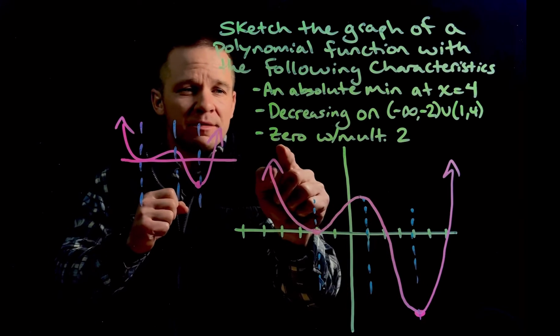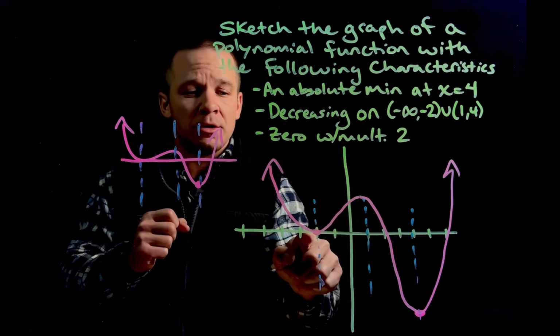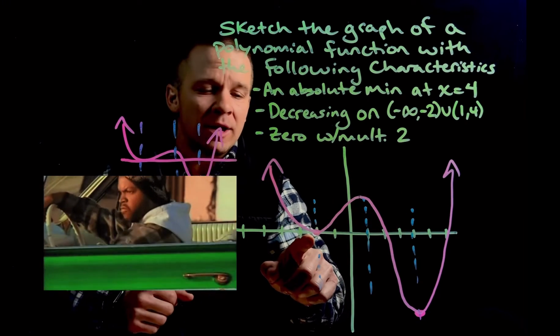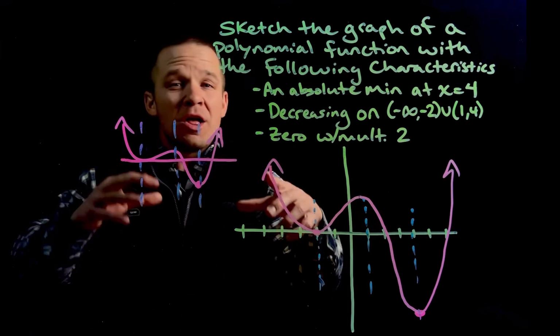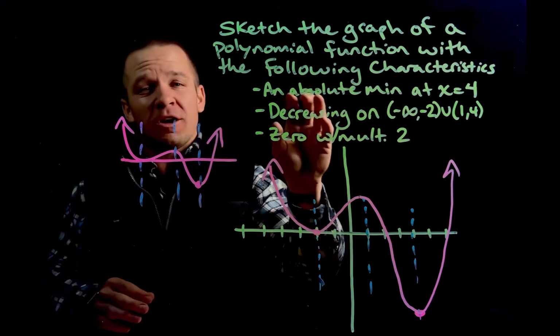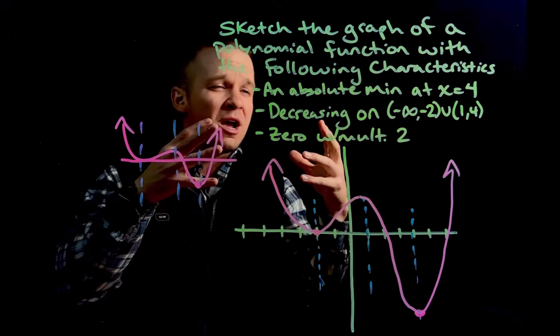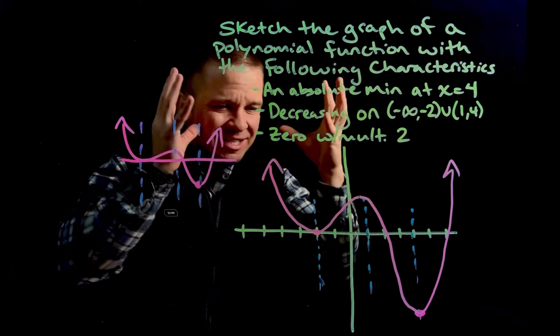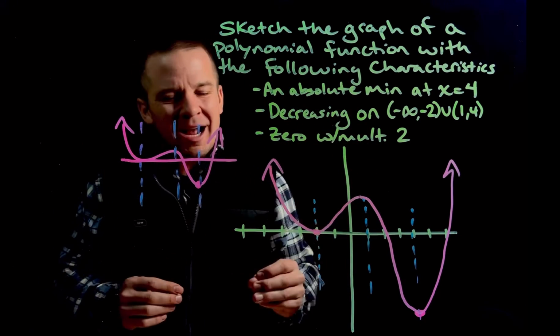The last one, do I have a 0 with a multiplicity of 2? That's bouncing right there. I've got a multiplicity of 2. The other stuff just kind of happens there, right? There's going to be more to it than just these, but I fit all 3 of those criteria, all 3 of those characteristics. That means I've got a sketch that works here. This is correct. It's awesome.